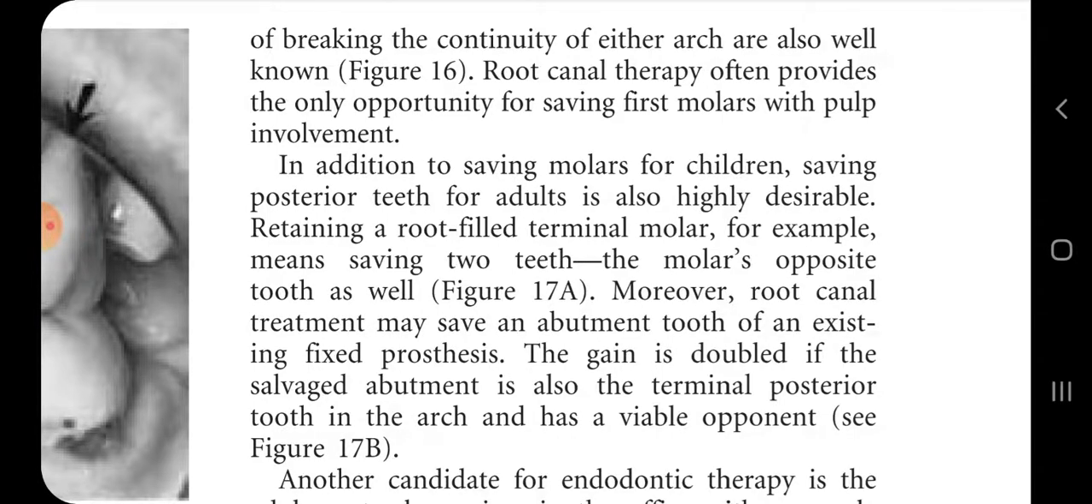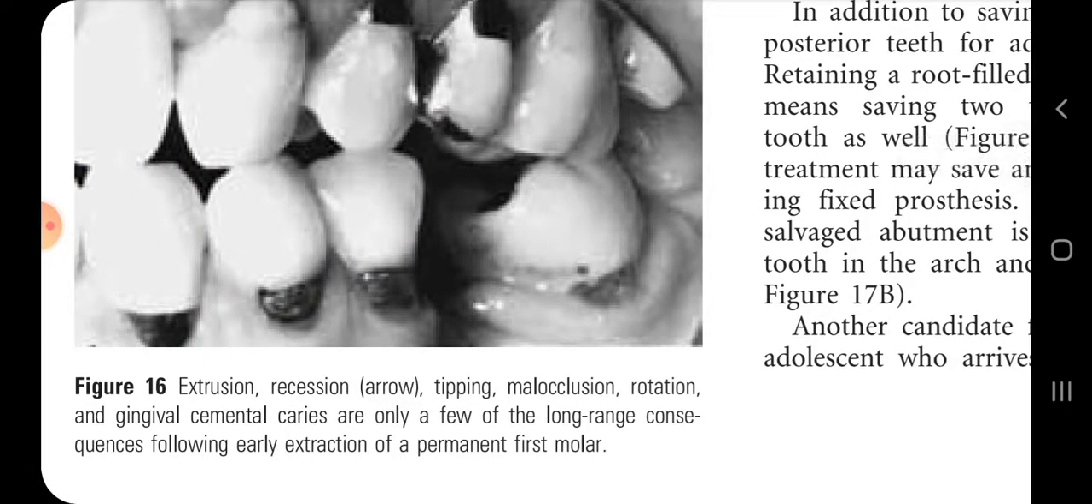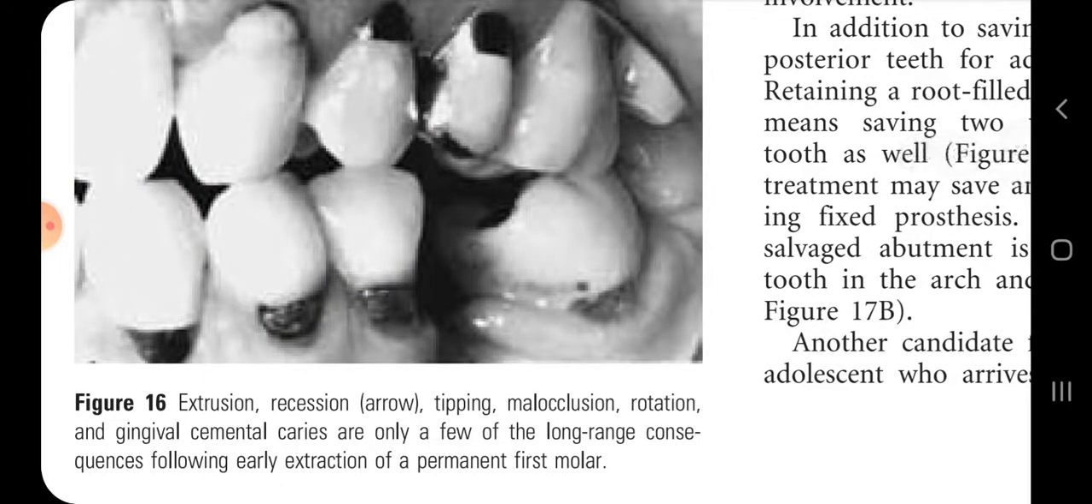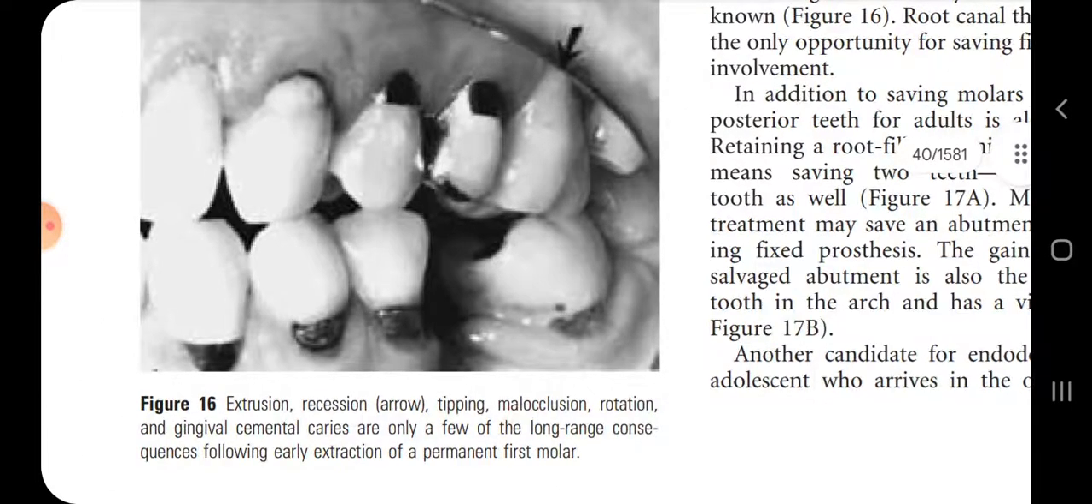See figure 16. You can see extrusion, recession in the arrow indicated here. Extrusion means outward projection. The tooth comes out of its socket a little bit. Displacement out of the socket is called extrusion. Recession, you can also see the recession.